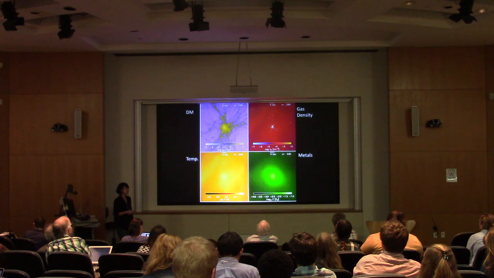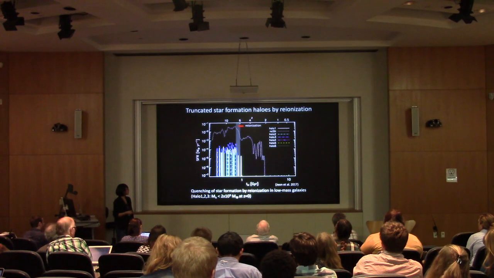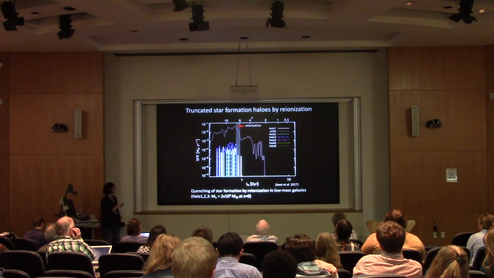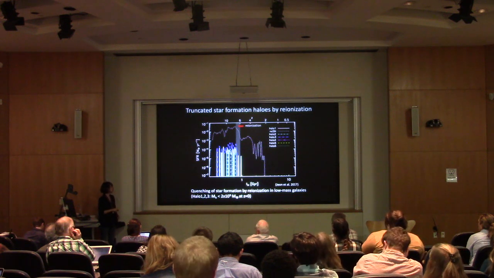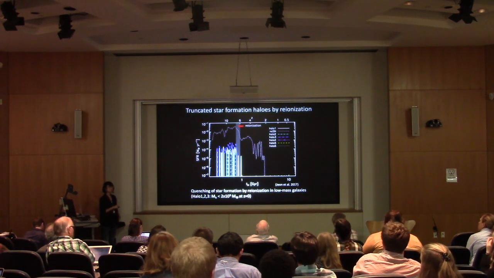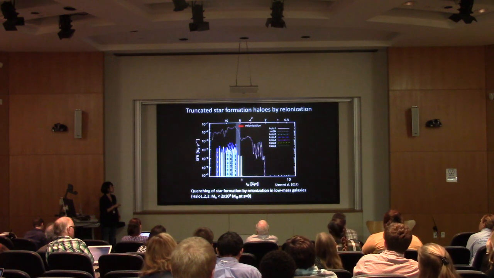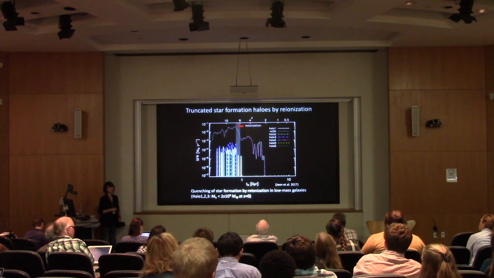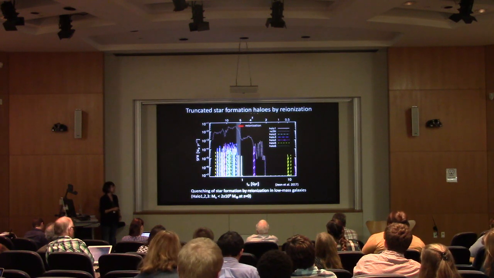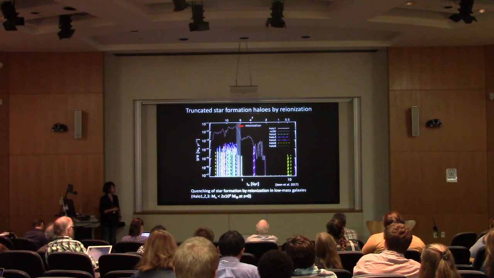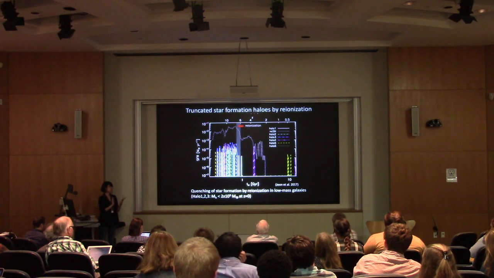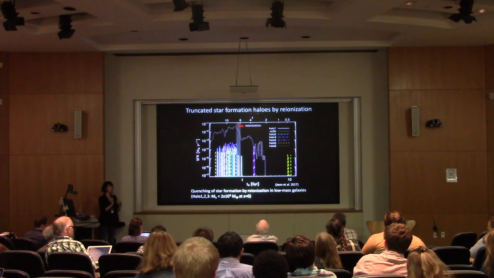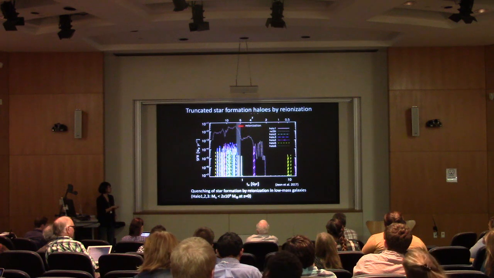Then I ran these simulations for 6 different halos, and this shows the star formation rate as a function of time. You can see that star formation is quenched by reionization, and there is no star formation at later epochs. But for the slightly more massive systems, there is some residual star formation even at redshift 0. The mass scale that determines whether star formation can be quenched or not is around 10 to the 9 solar masses.